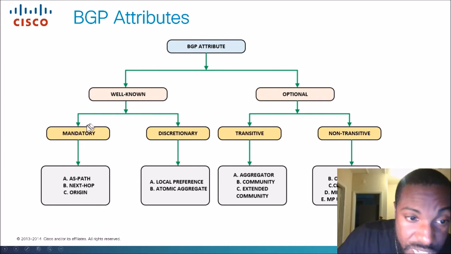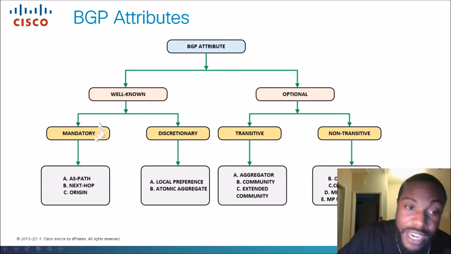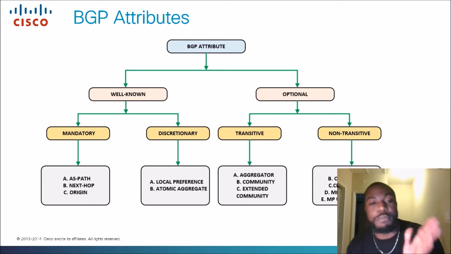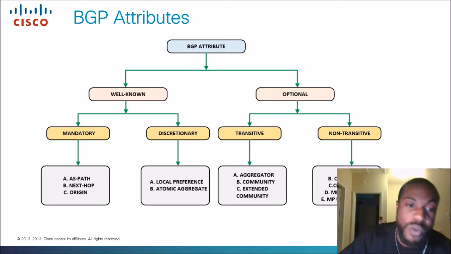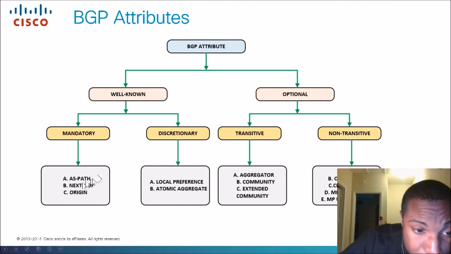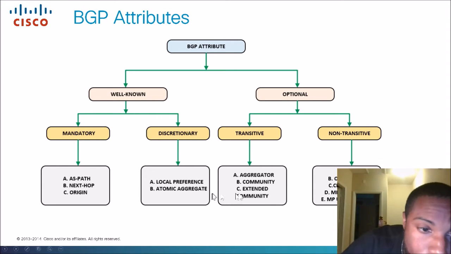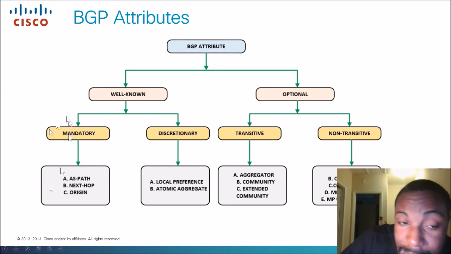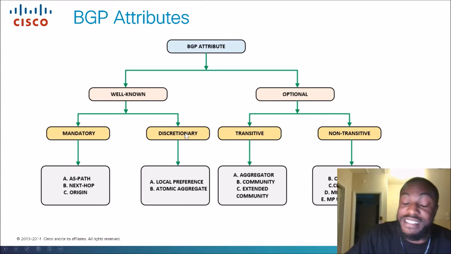Now we have these subcategories, I guess I'm going to call them that. We have the mandatory ones. The mandatory ones must be present in all updates. Mandatory ones are present in all routing updates for BGP. So obviously, you've got three right there: AS path, next hop, and origin. We're going to go over those in depth. That's why I said we may have to split this up into two videos. Those are the ones that must be in the BGP update. Discretionary are the ones that may or may not be present in a routing update.